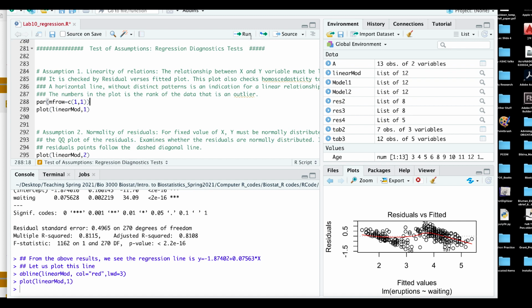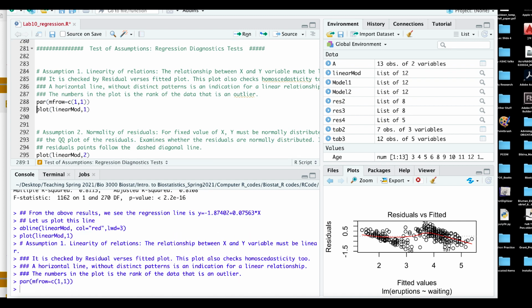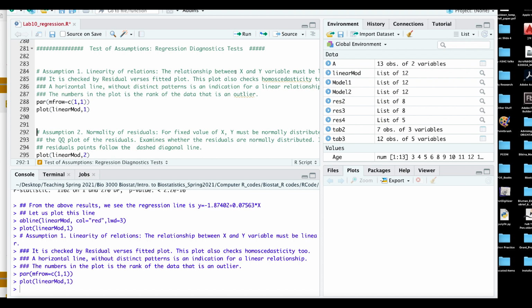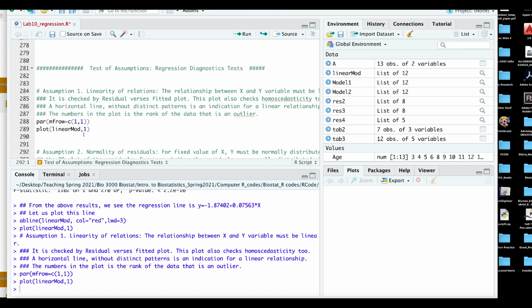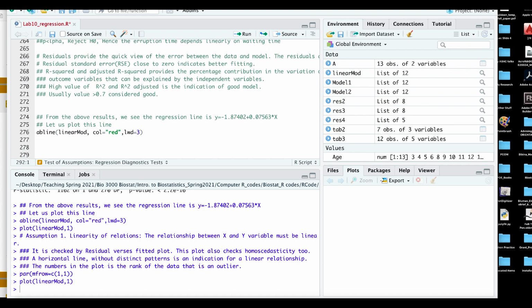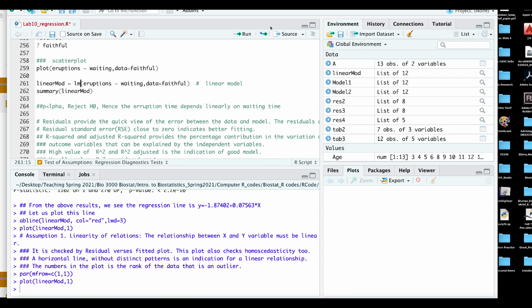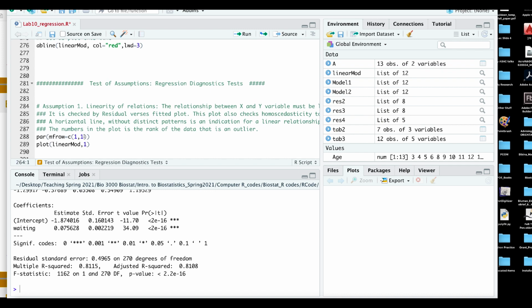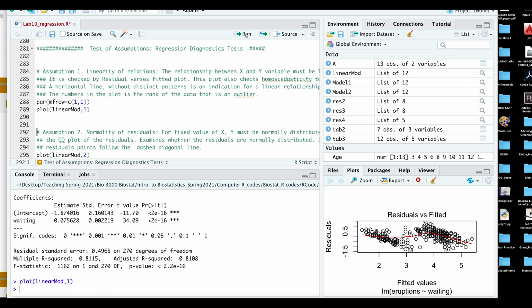Oh, by the way, let me do that and then plot. Oops, why is it not plotting? Let me erase everything and then plot again. So the linear model. Let me run this linear model here. That's what we got. And then I am doing plot of the linear model, 1. This is what you see.